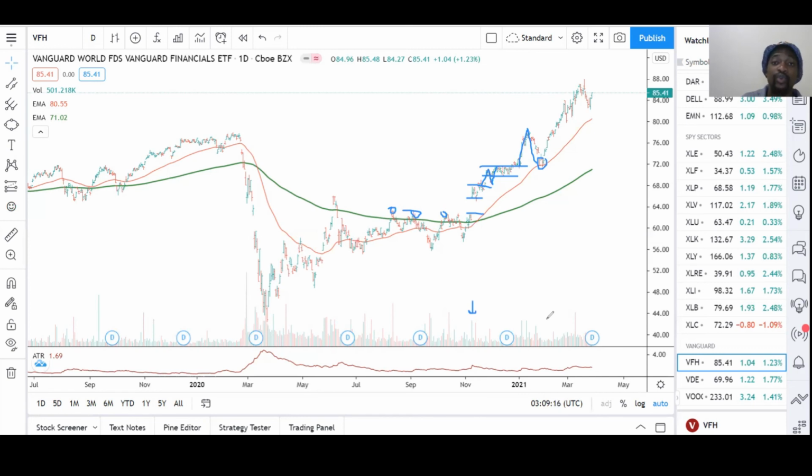If you know how to do price volume analysis, you will see that as the ETF was pulling down, the volume was drying up, meaning that there weren't a lot of sellers. So these are some of the things that you want to see when you want to make a buy decision.